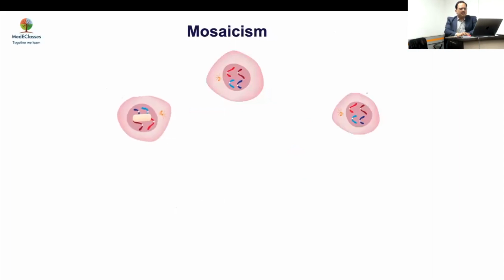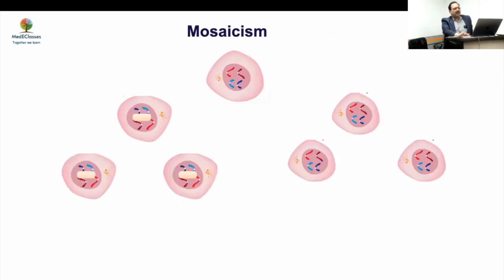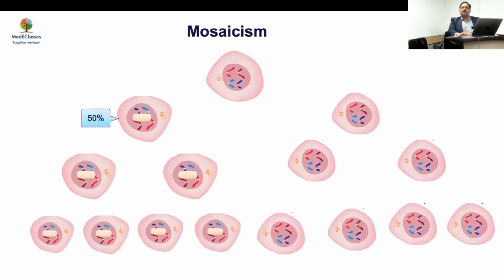So mosaicism simply is that after the zygote formation, if you have got a genetic defect in one cell line, only that is affected. If it is at first division, it becomes 50%, otherwise 25 and 12.5. And the classic, the most common form of mosaicism is, Pratik?